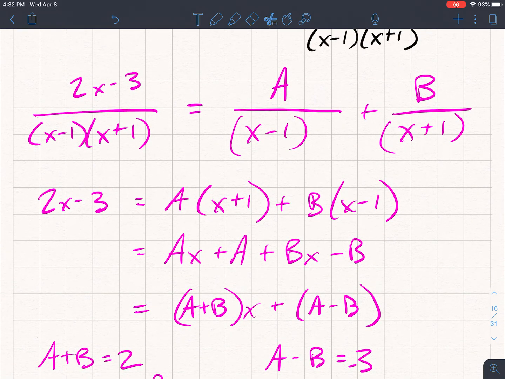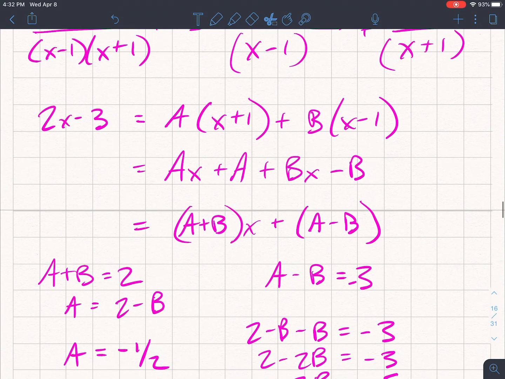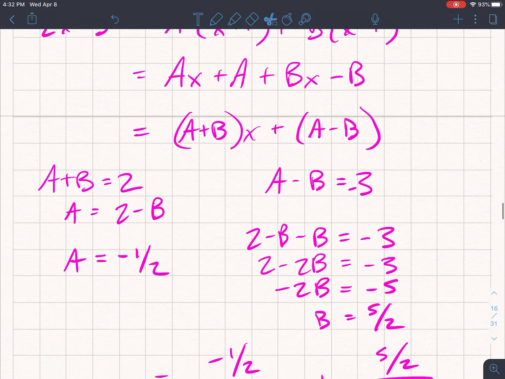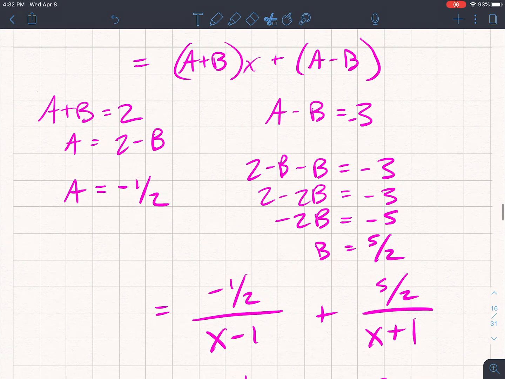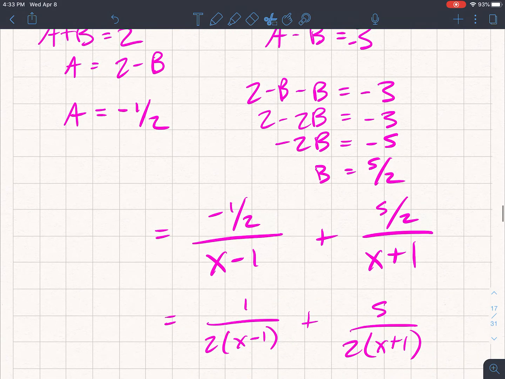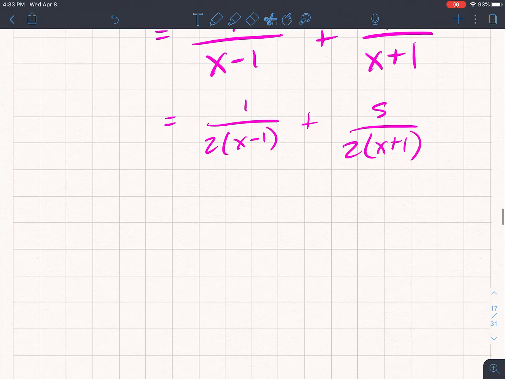And then I equate coefficients on the left-hand side and the right-hand side. It tells me a plus b is 2, a minus b is negative 3. I can solve for b, get 5 halves, plug 5 halves back into the other equation, and get a equals negative a half. And that tells me those two fractions, when I add them up, give me the function that I wanted. Yay!